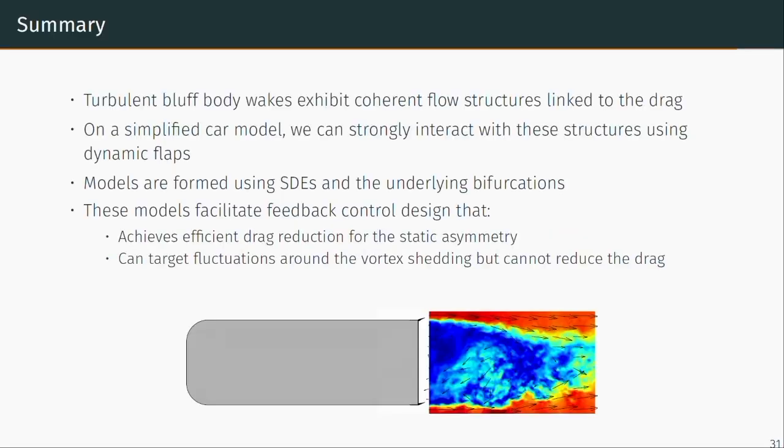Okay, so to conclude, these sorts of turbulent bluff body wakes, which are typical of road vehicles, have a lot of coherent structures which can be linked to the drag that the body experiences, and we're really motivated to try and reduce this drag. On a simplified car model, we can strongly interact with these structures and then form models that describe their dynamics and how they respond to the input and output behavior. And then these models allow us to design feedback control strategies that we implement practically, which can achieve efficient drag reduction in some cases, but in other cases is unable to.